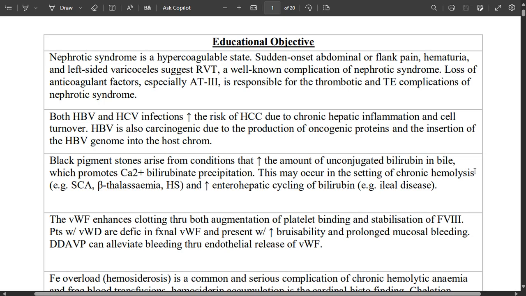Thrombosis occurs in the renal vein because of the hypercoagulable state and loss of anticoagulant factors. Especially antithrombin 3 is responsible for the thrombotic and thromboembolic complications of nephrotic syndrome. So antithrombin 3 is lost in the urine, therefore there is thrombosis throughout the body.